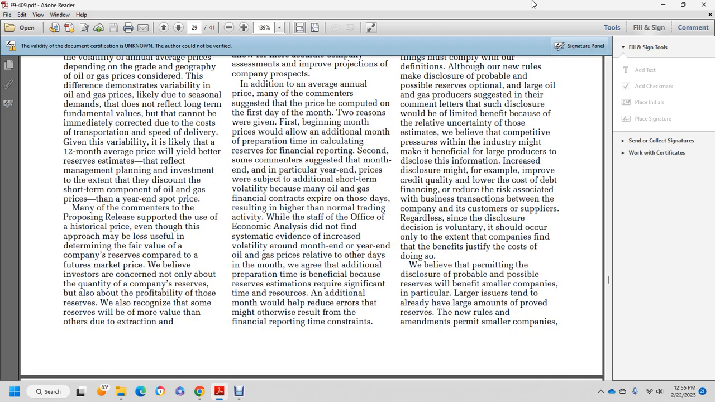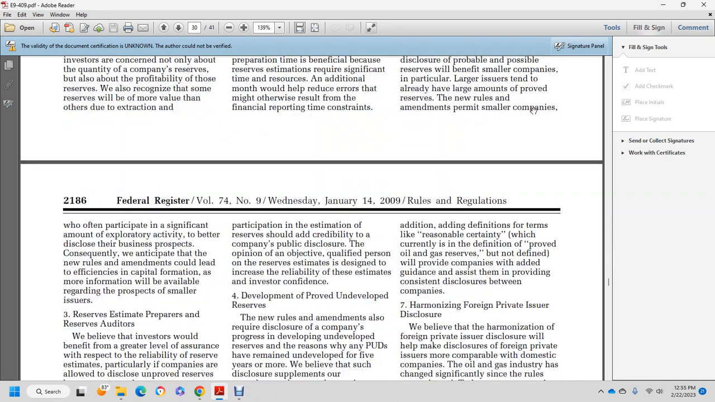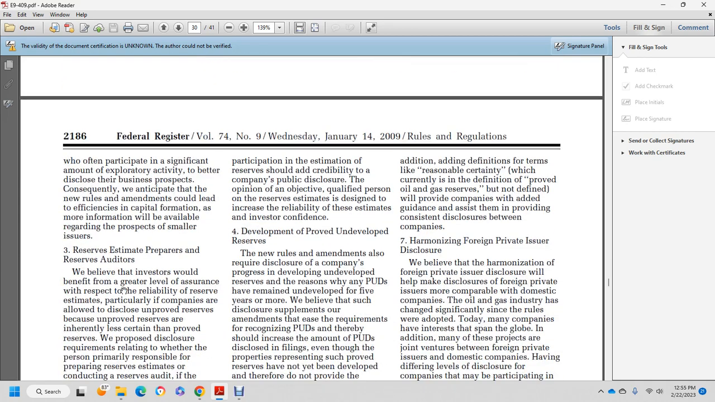We believe that permitting disclosure of probable and possible reserves is to the benefit of smaller companies, in particular, compared with the larger issuers that already have a large amount of proved reserves. The new rules and amendments permit smaller companies to participate in a significant amount of the exploratory activity with disclosure of the business process. Consequently, we anticipate that the new rules and amendments will improve the efficiency of capital formation and the information available regarding the prospects of smaller issuers.